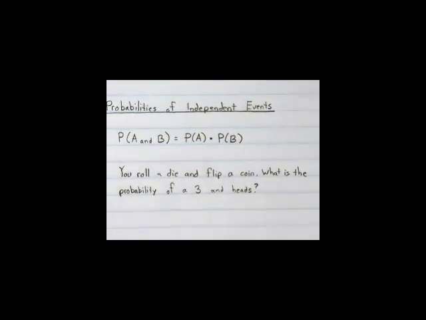So let's look at this. We've determined that flipping a coin and rolling a die are independent events, right? One does not affect the other one. Okay, so you roll a die, you flip a coin. What is the probability of a 3 and heads?